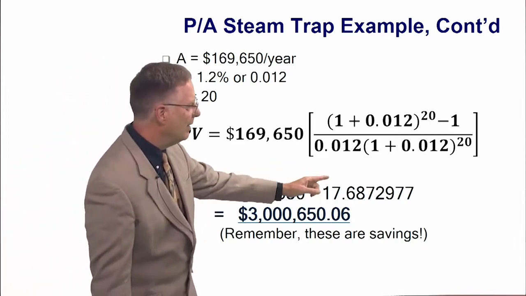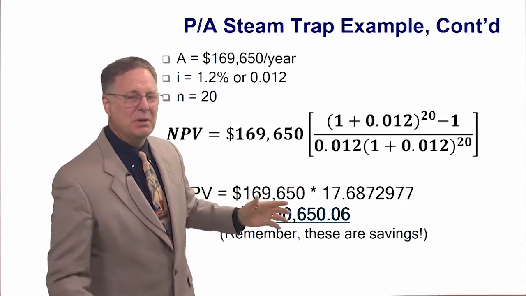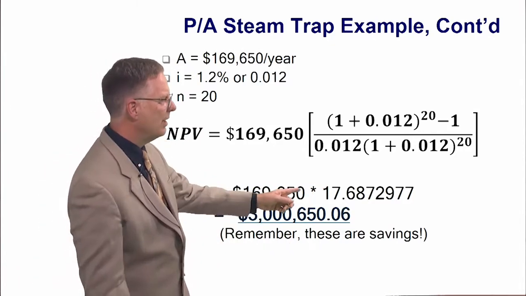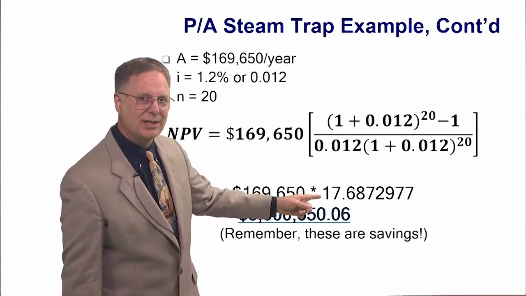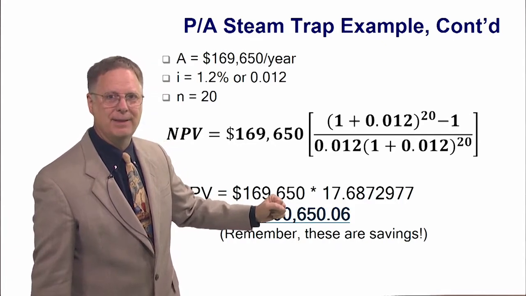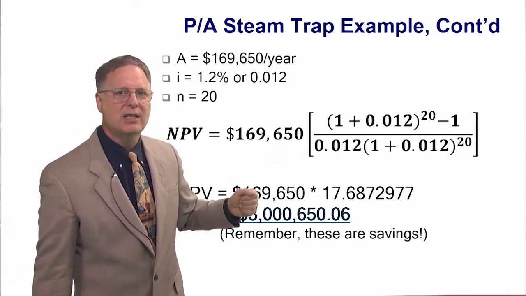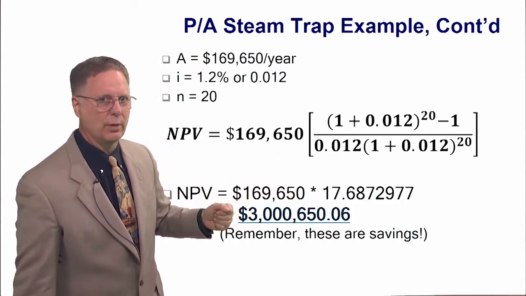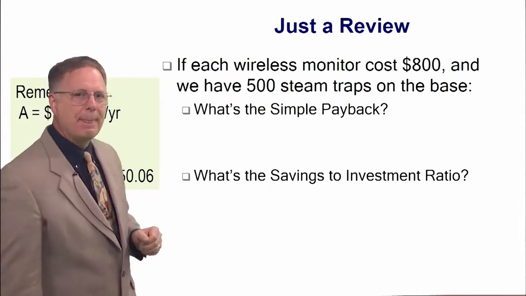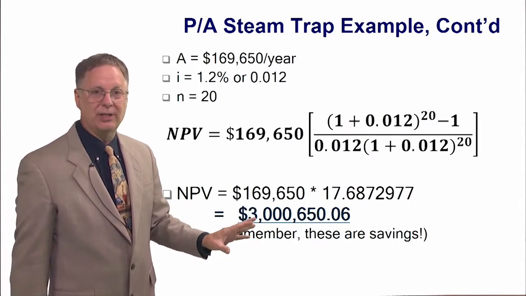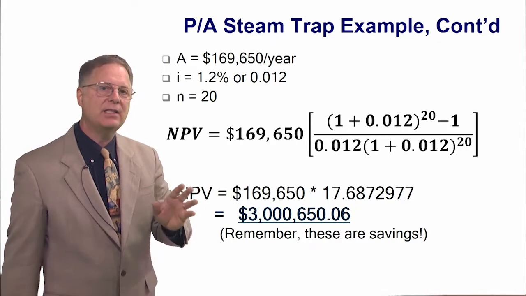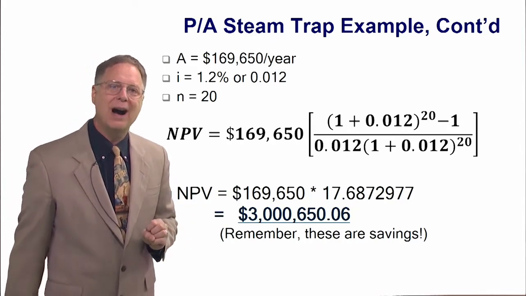Now, remember, you might be inclined to say annual cost, 20 years, well, 20 times those annual costs. Well, no, that's not 20 times the annual cost. That's 17.6 times the annual cost, or 17.7. So that approximation isn't going to work for you in the long run. Now, that's the answer to the net present, or the present worth of those savings. Let's take this a little bit further and show you why this is important.